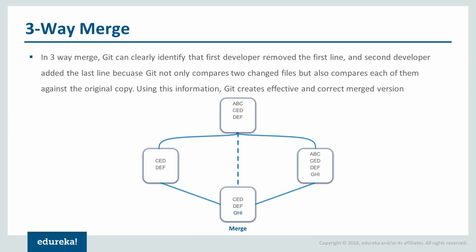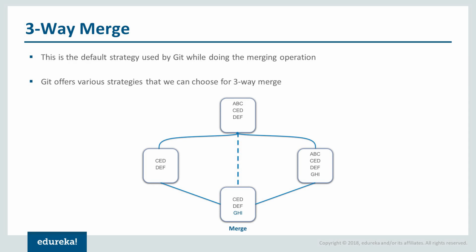Now in the three-way merge that git follows, git can clearly see that the first developer removed the first line and the second developer added the last line, because git not only compares the two changed files, but it also compares them against the original copy. Using this information, git creates the merged version. So this is the merged version. The last line has been added, but the first line remains in conflict. So this is the default strategy used by git while doing the merge operation.